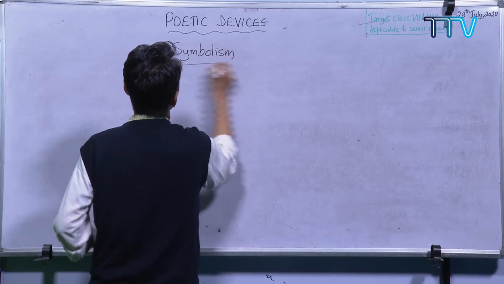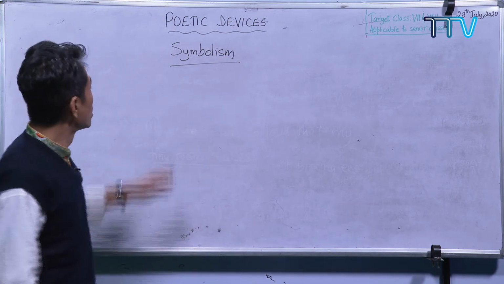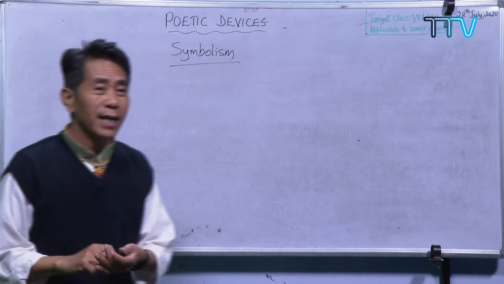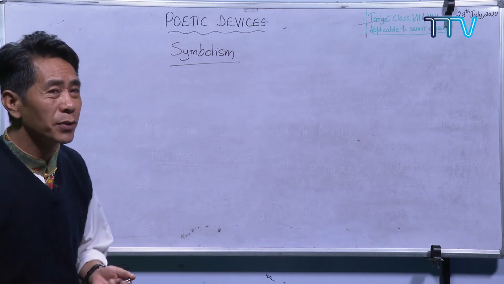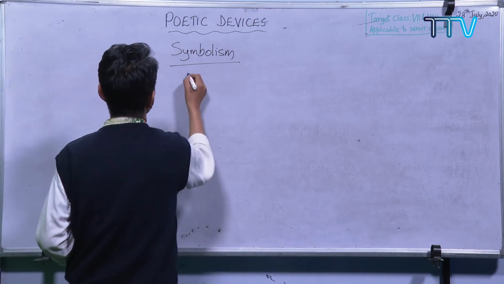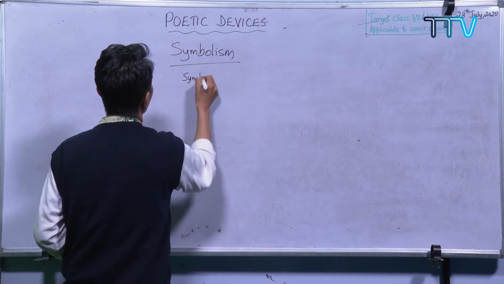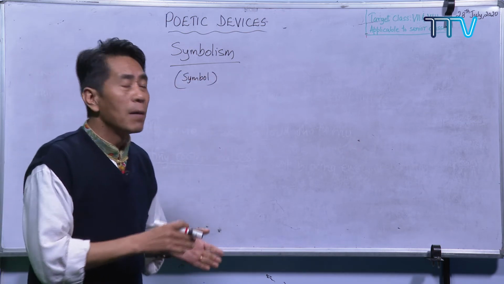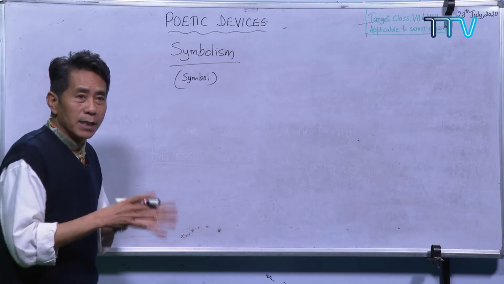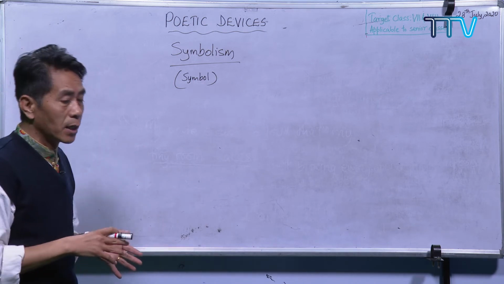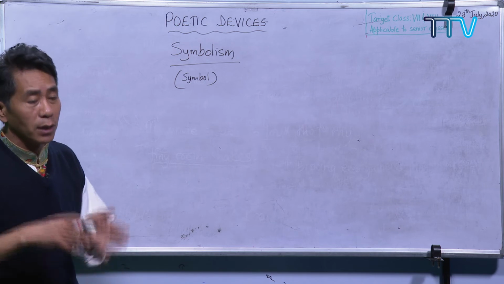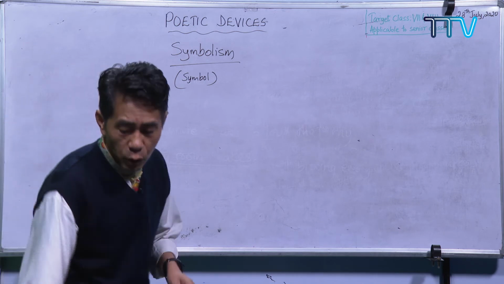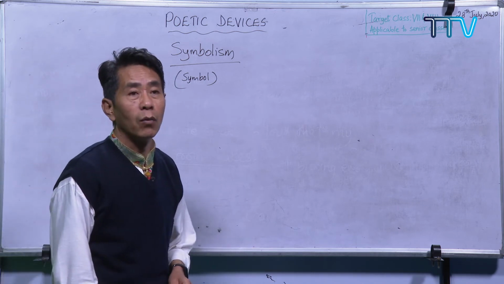Symbolism. Symbolism is another literary device. In this word, do you see any word that is familiar to you? Yes, the word symbol. A symbol has its own meaning, but on top of that, it has other meaning. It is not just the literal meaning. Now I'm going to give you an example of a symbol.